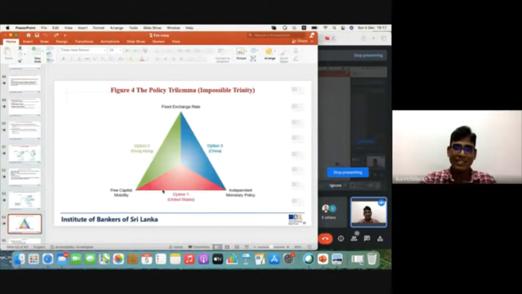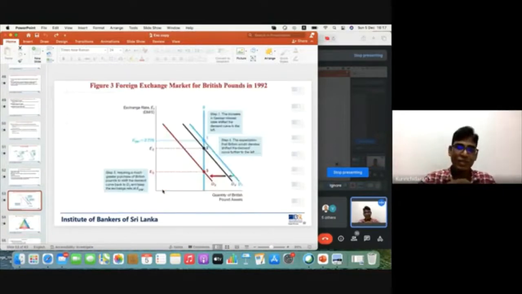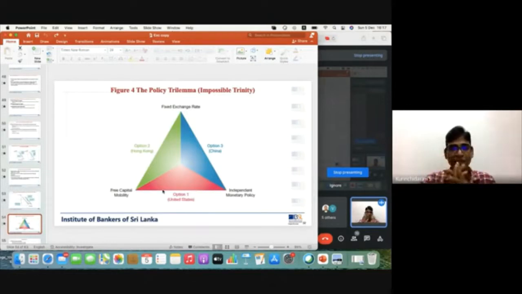I will just skip that, right? This graph talks about the sterling pound. But this is one important theory I want to explain to you as well. We call it the impossible trinity, right? Why do we call it the impossible trinity? Because there are three aspects in the economy, right? One, independent monetary policy. Two, fixed exchange rate. Three, free capital mobility.